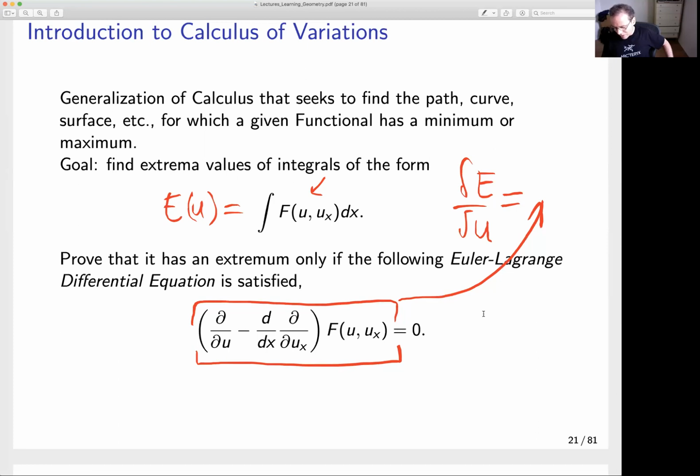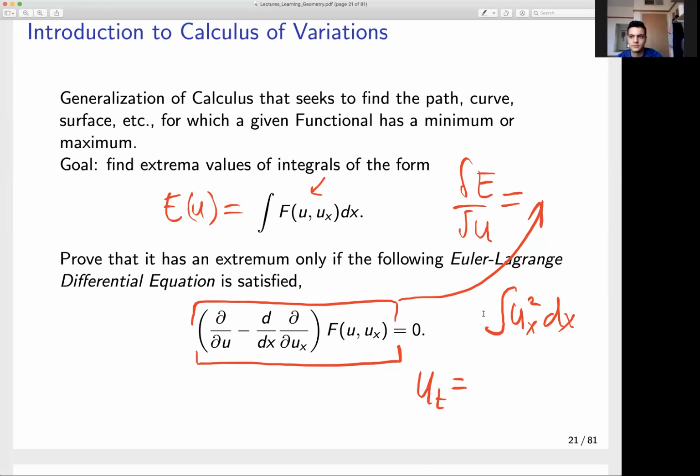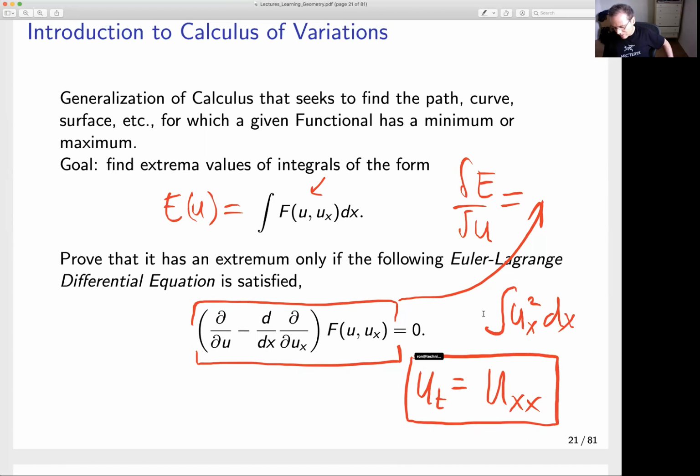So thinking of the previous example of minimizing the integral of u_x squared dx, what would be the gradient descent? Minus u_xx. So it wouldn't be minus, but rather plus u_xx. And this equation is known as the heat equation. Yeah, heat equation. So this is nothing but the heat equation.